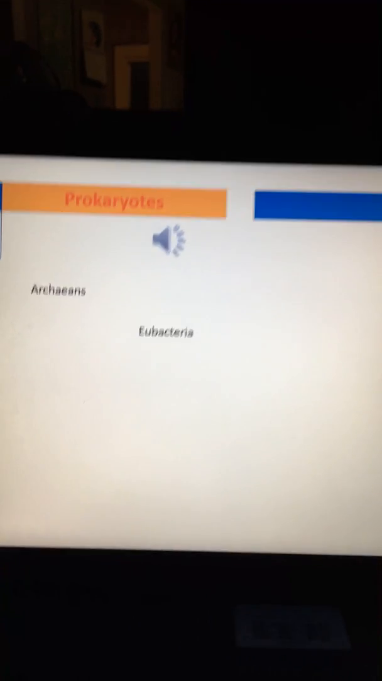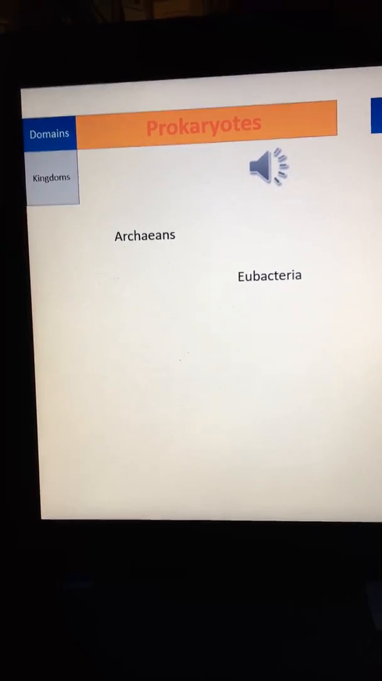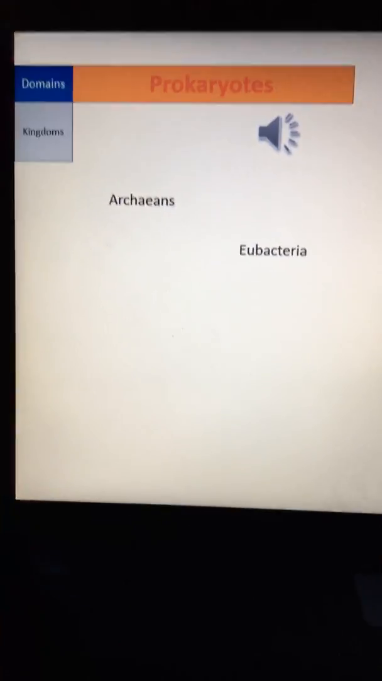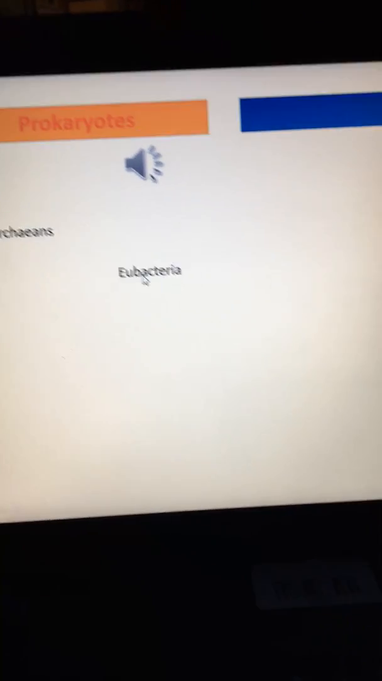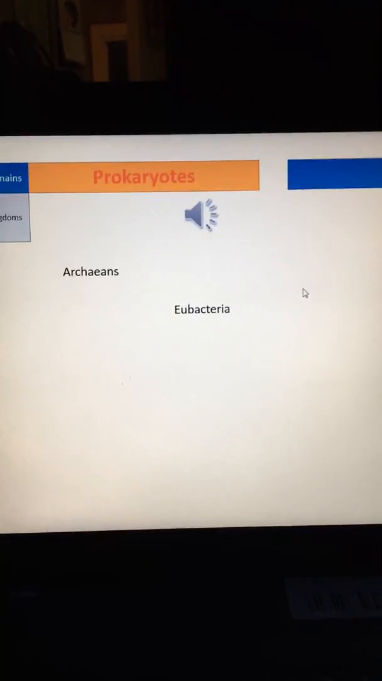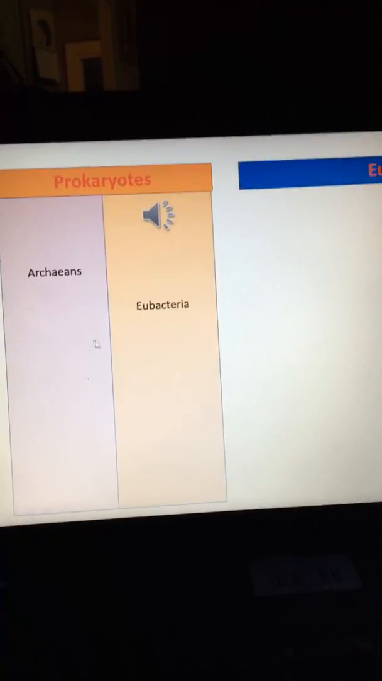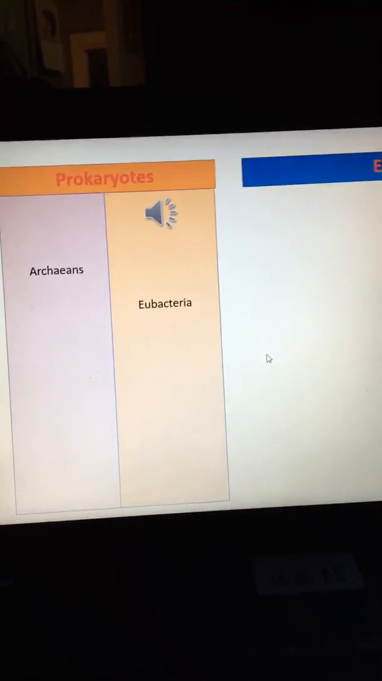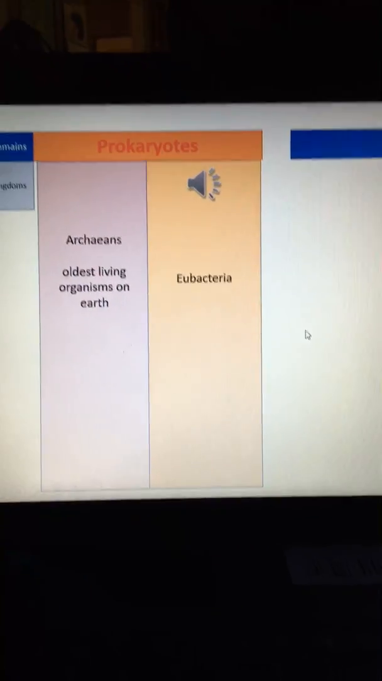Next, under domains, we're going to have kingdoms. There's going to be two kingdoms under prokaryotes, and that's going to be the archaeans and the eubacteria. And I'll talk about those two first, and then we'll talk about the eukaryotes. So the archaeans are going to be the most ancient kind of life on Earth. So the oldest living organisms on Earth.